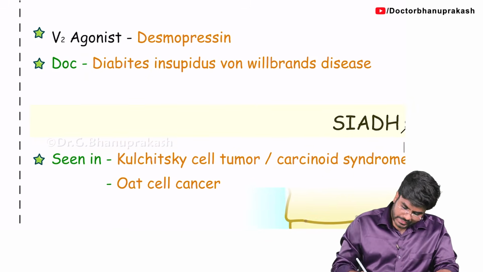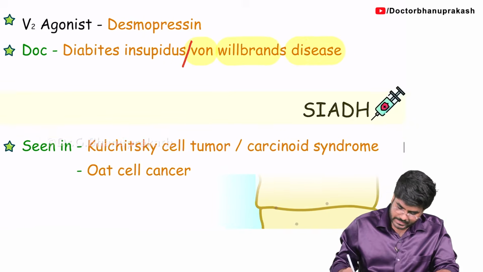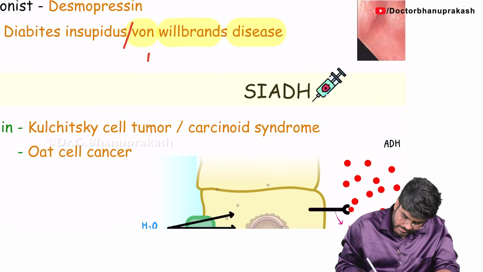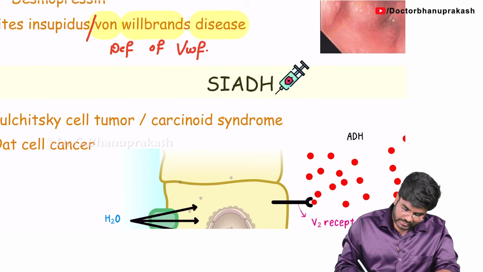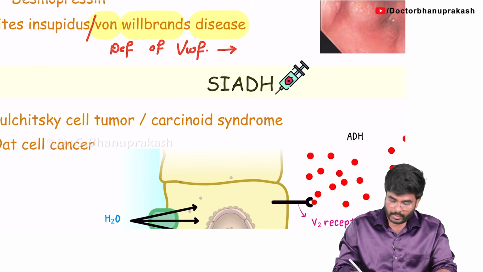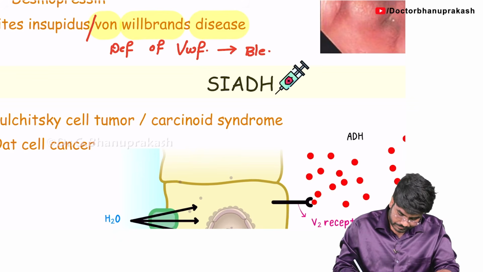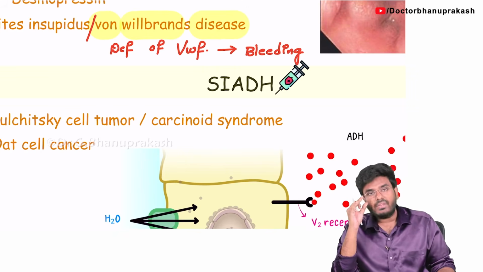Next, there is a condition called von Willebrand's disease. What is von Willebrand's disease? In von Willebrand's disease, there is a deficiency of von Willebrand factor. Without von Willebrand factor, platelet adhesion and aggregation will not occur, clot formation will not happen, so there will be bleeding. It's a bleeding disorder.